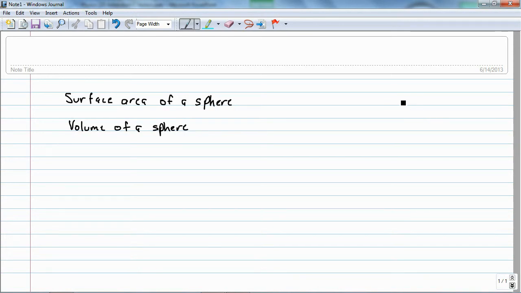So if I have some sphere, the only thing that I'm really going to worry about is the distance from the center out to the edge, then the surface area of the sphere is 4 pi r squared, and the volume is 4/3 pi r cubed. Now you can find these in the back of your book.